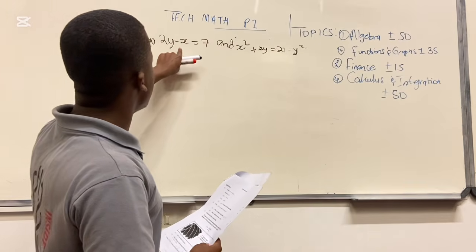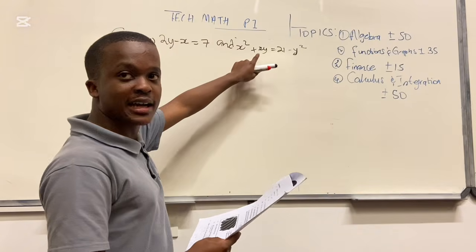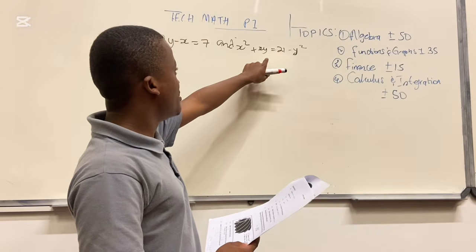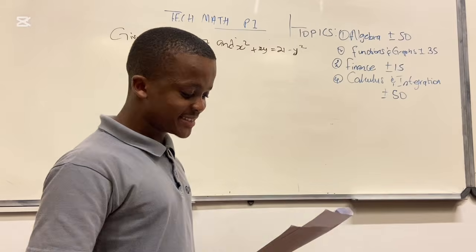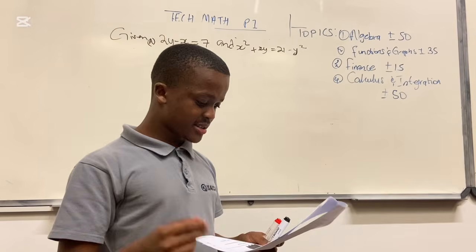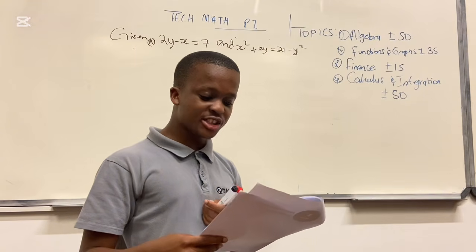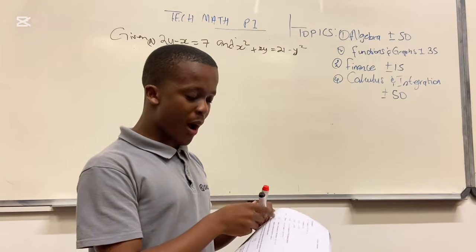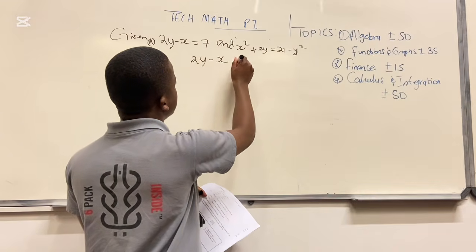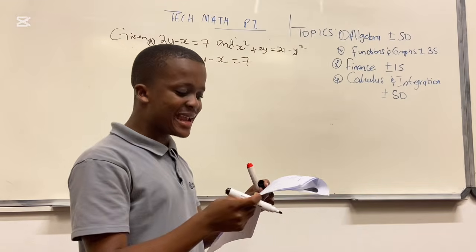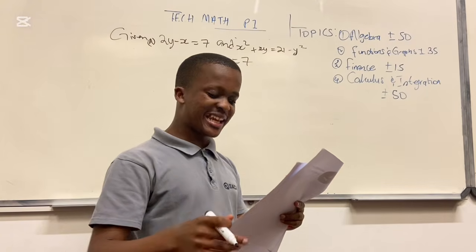Now we are given 2y minus x is equal to 7 and x squared plus xy is equal to 21 minus y squared. Now in the question there are two questions here. 1.2.1 says make x the subject of the equation 2y minus x is equal to 7. Make x the subject of the formula. That is the first question. And the second question, it says hence.